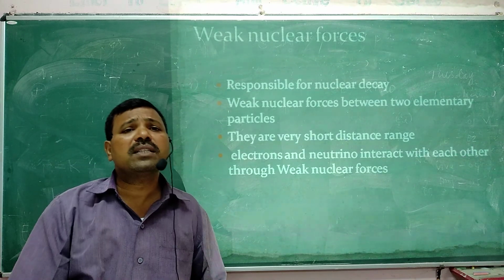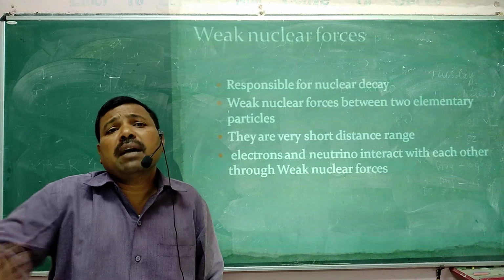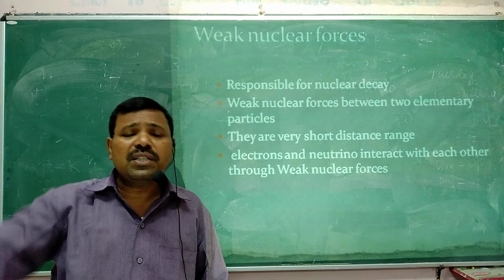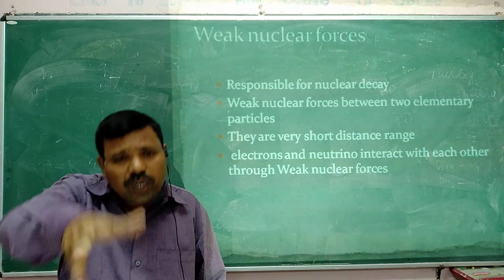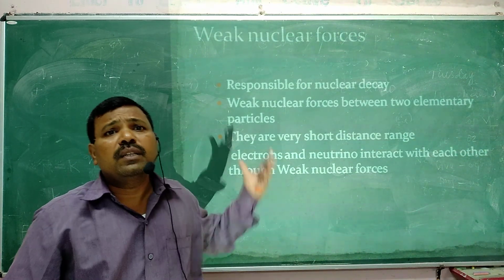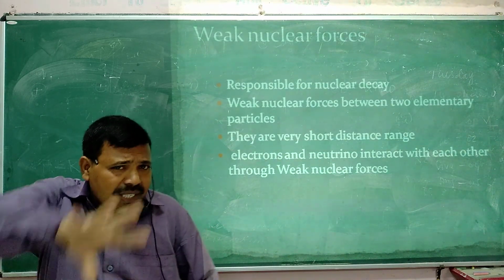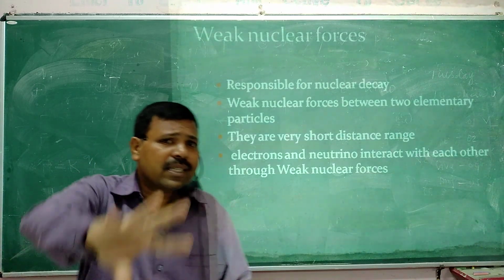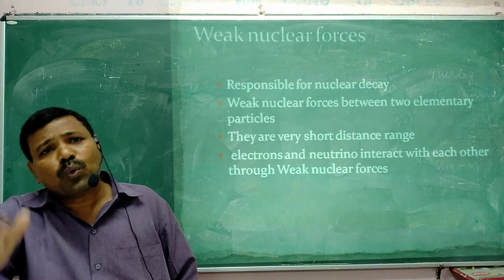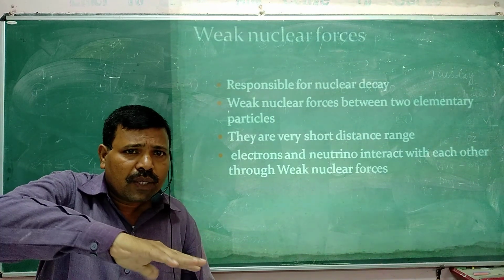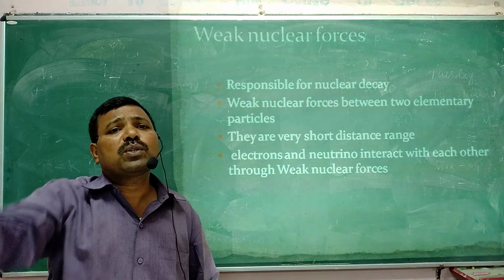The heavy nucleus is unstable. The one which is unstable, it emits three kinds of radiations. And during this beta decay or the nuclear decay, the weak nuclear forces exist. What is exactly happening inside the nucleus? There is a conversion of neutron to proton and proton to neutron. During this conversion, this decay process takes place.